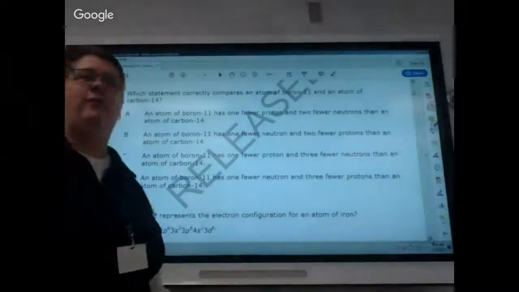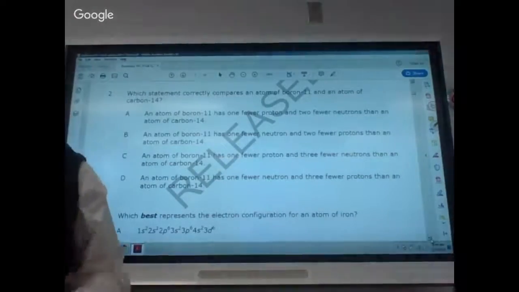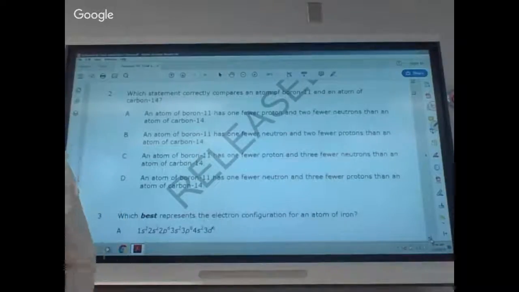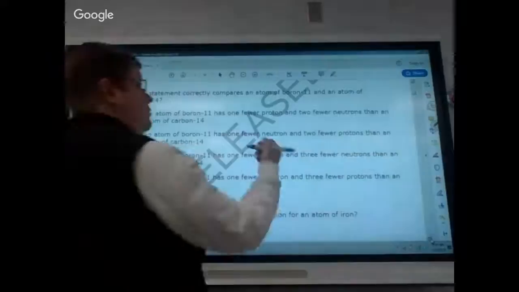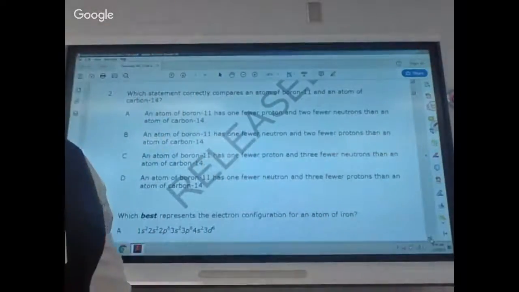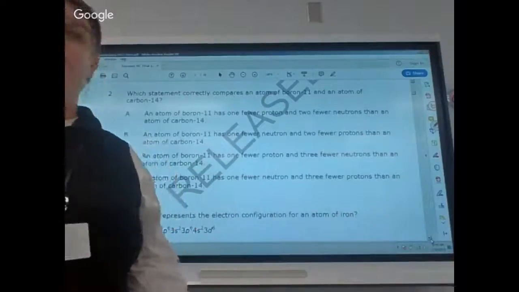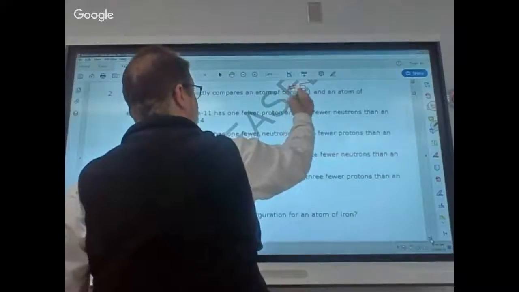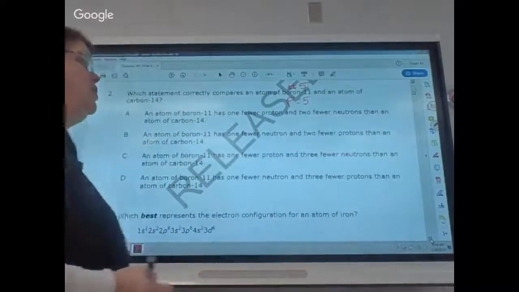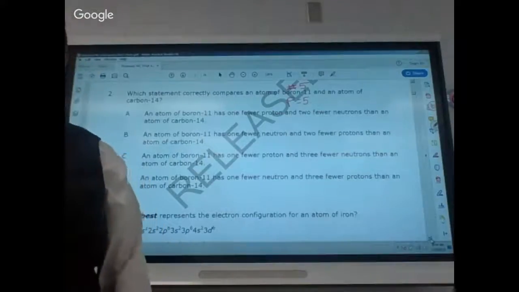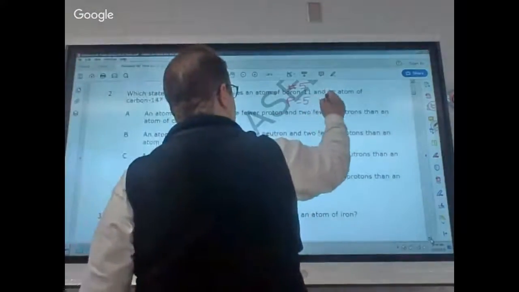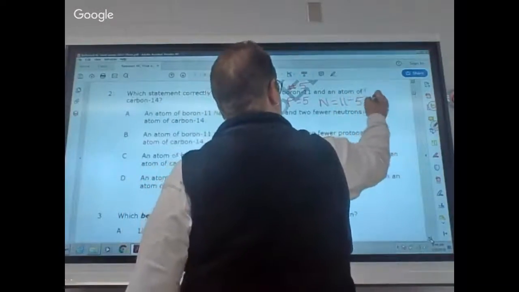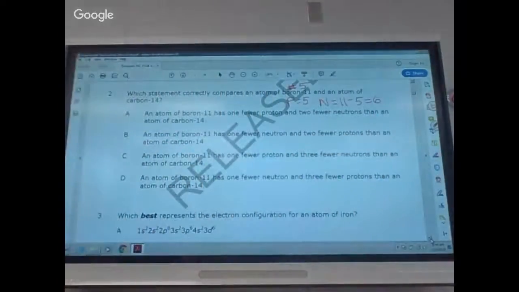So if you had boron 11, what do you have to look up on a periodic table? You should have a periodic table in your reference tables in front of you today, by the way, so you can look this stuff up. So boron 11 has how many protons? 5. It has an atomic number of 5, so the protons are 5. Now, the question says neutrons, so we need to find the neutrons. How many neutrons does it have? 11 minus 5 is 6. So we've got 5 protons, 6 neutrons.